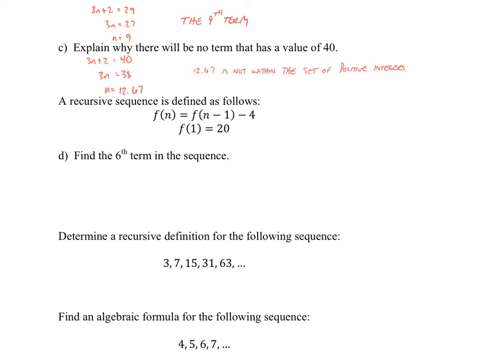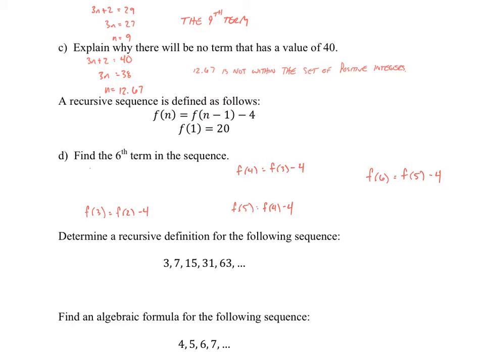So let's find the 6th term in the sequence. In order to do that with a recursive sequence, we actually need to find every term before it, right? So I'll just put f of 6 over here. Well, in order to do that, I need f of n minus 1, and then I'll take away 4. I don't know f of 5 yet. So now I got to go find f of 5. Well, f of 5 is going to be the previous term minus 4, and I don't know f of 4 yet either. So you can see this is a problem. We just keep going backwards. In order to find f of 4, I need f of 3. In order to find f of 3, I need f of 2, and so on.